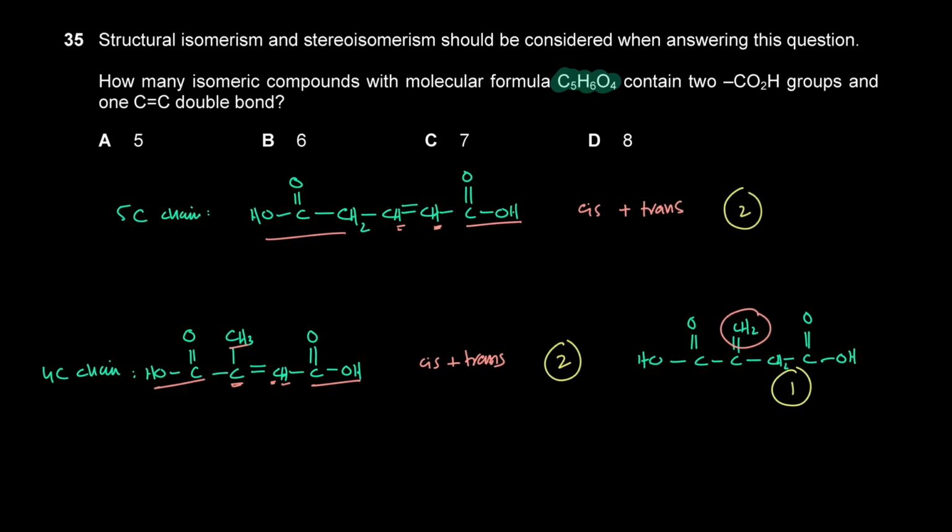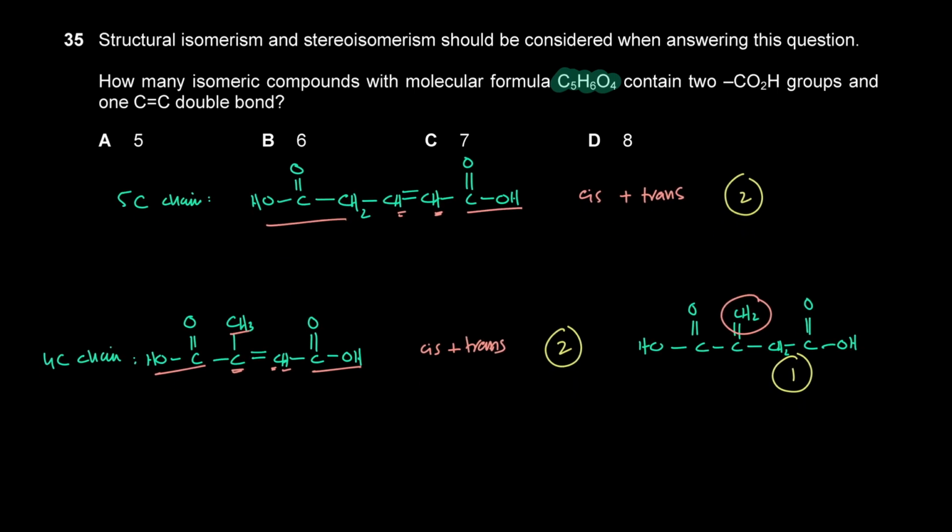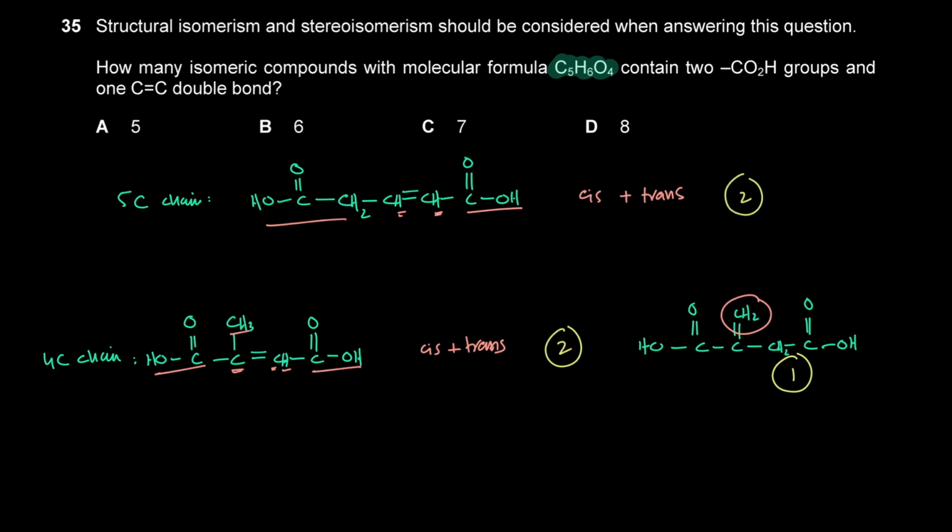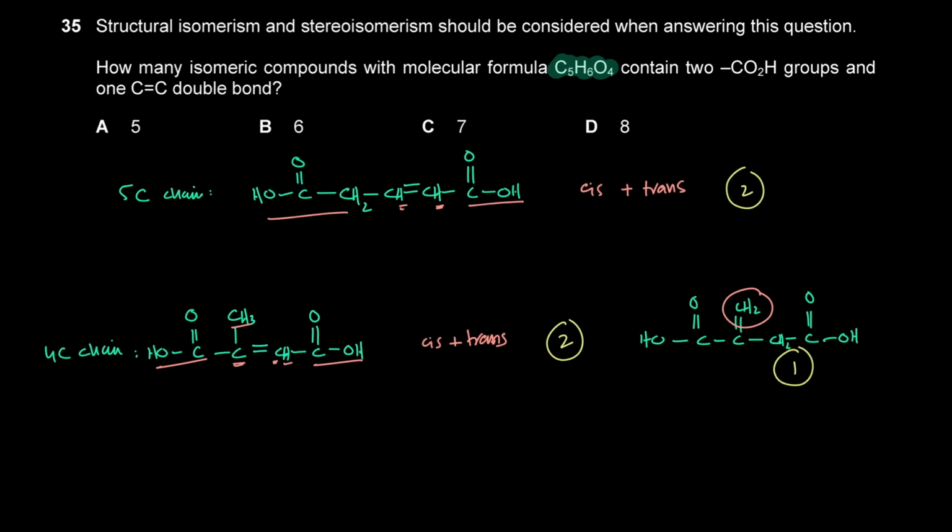So far we've identified five different isomers that have this molecular formula, containing two CO2H groups and one carbon-carbon double bond. These are the only three possibilities that we have with a 4 carbon chain. One of them exhibits cis-trans, and then lastly we're going to look at a 3 carbon chain.